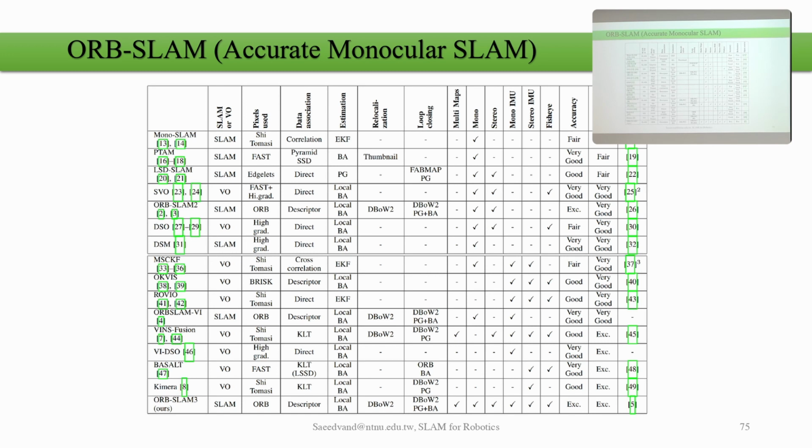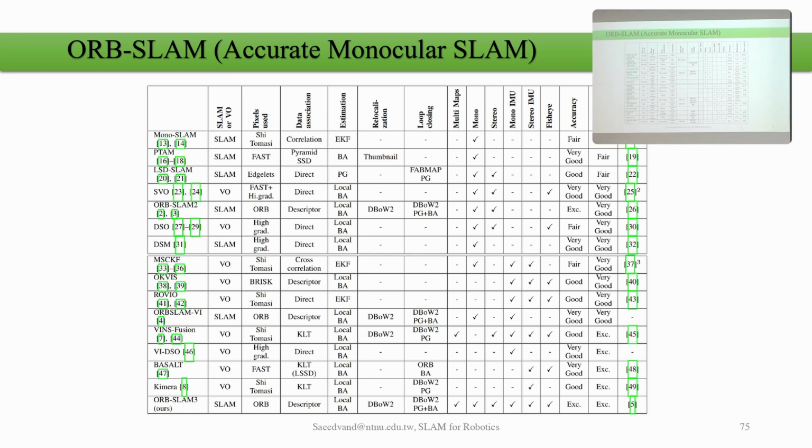Then I move to this part. Over here you can see the features that we have. For example, multi-mapping, whether it is covered or not, monocular, stereo, monocular with IMU, is it covered or not? Fusion, fisheye lens camera, is it covered or not? And what is the accuracy? You can see ORB-SLAM 3 has all of these features together in comparison to the different ones. And the accuracy is excellent, as they claimed, and it is excellent. For the others, they've written good, good, very good. But this one is also excellent here. ORB-SLAM number 2.